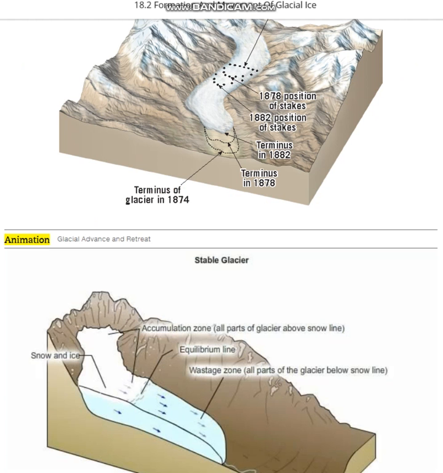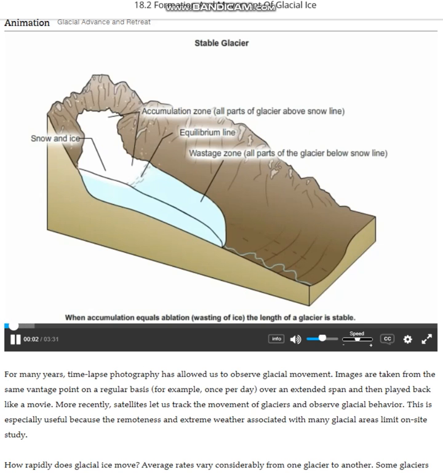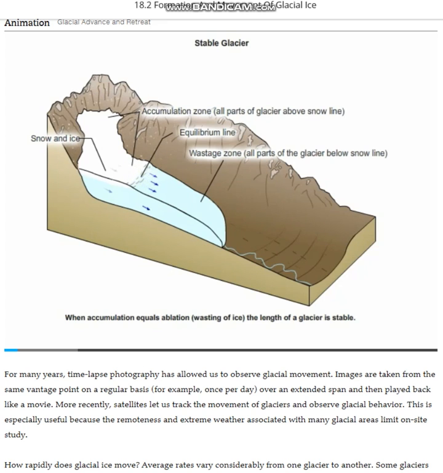Animation: Glacial advance and retreat. The flow of ice within a glacier. Glacial ice originates as snowfall in the upper parts of a glacier, in the region known as the accumulation zone.